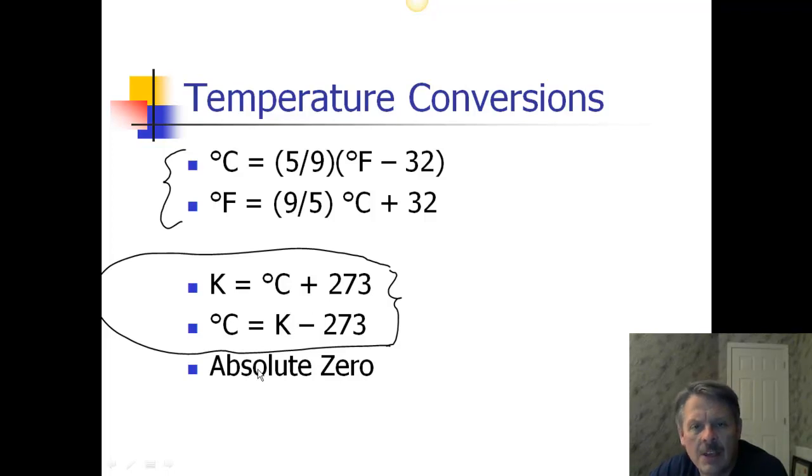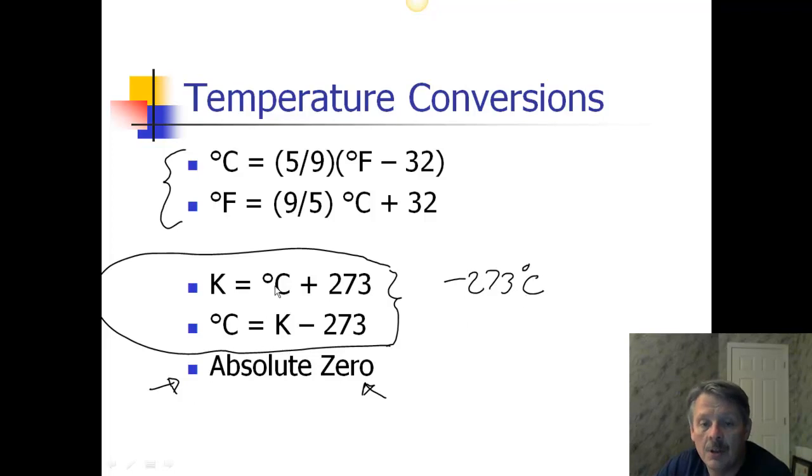Now, why do we have Kelvin? I think this has been explained to you before in some other classes, but I'm going to go over it again. We have this thing called absolute zero. The concept of absolute zero is that all motion of molecules stops. This is the coldest possible temperature any substance can get. And it is negative 273 degrees Celsius. So, in other words, if I take negative 273 and add it to positive 273, I get 0.